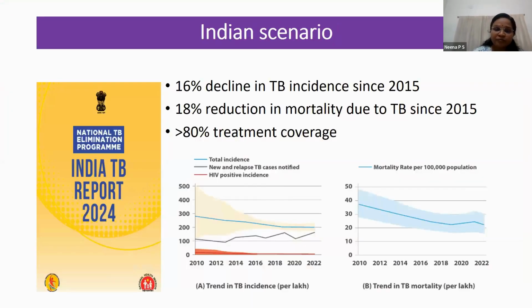Coming to the Indian scenario, because of the state TB programs over the last few years, we could reduce the TB incidence by only around 16% to date. And on TB mortality, we could achieve only an 18% reduction compared to 2015 data. All the patients diagnosed with TB are supposed to be started on treatment, but that is not happening in reality. Only more than 80% treatment coverage could be achieved so far. This is the real Indian scenario right now.